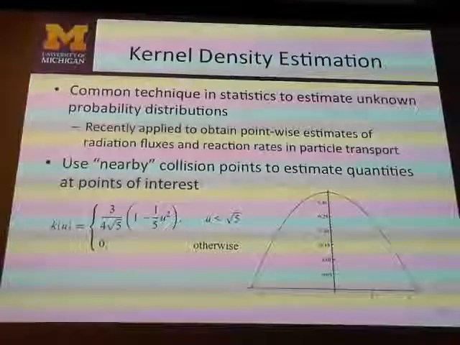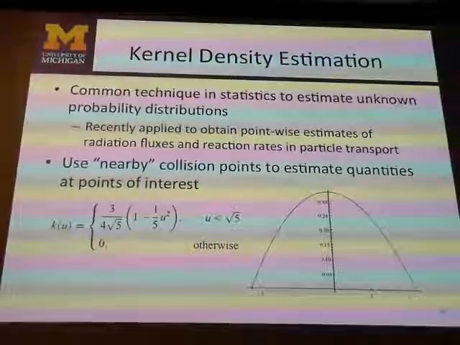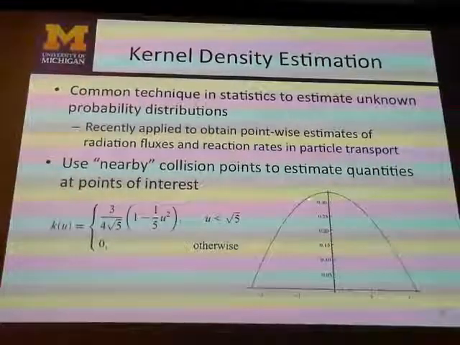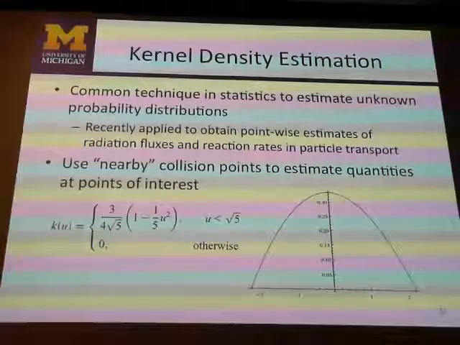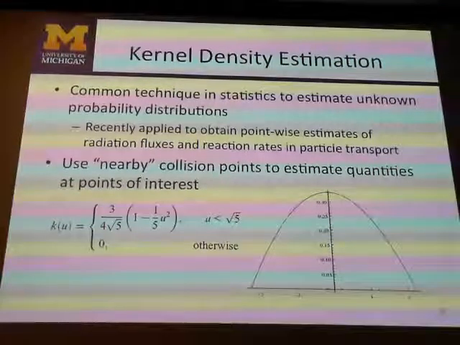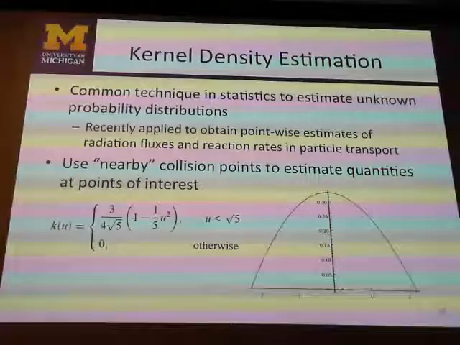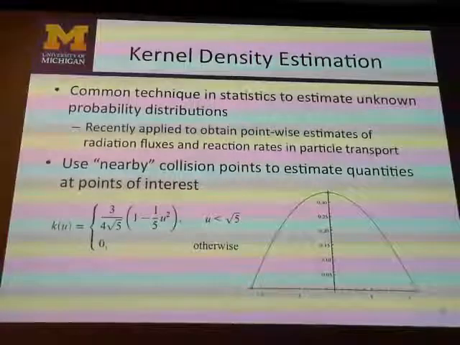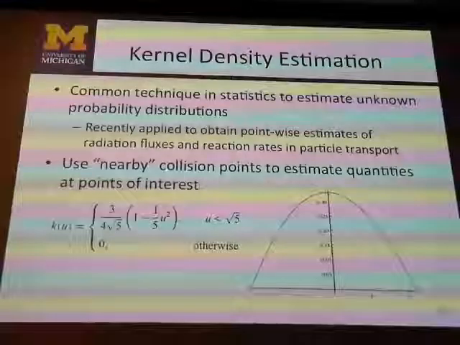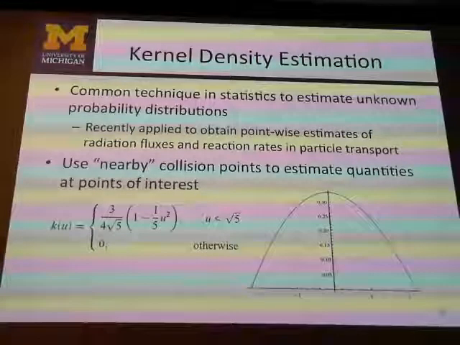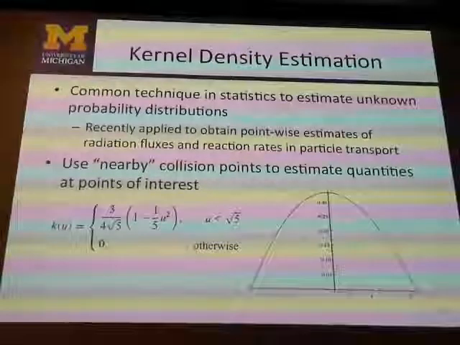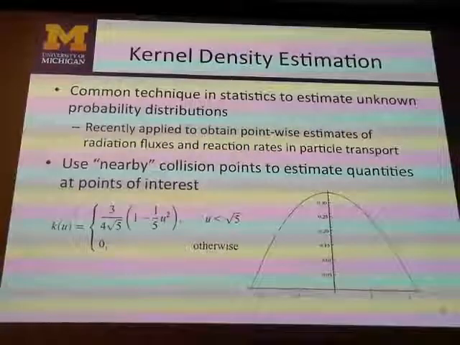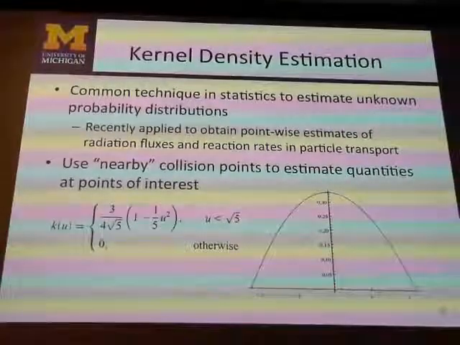Okay. So kernel density estimation, if you've taken a graduate level statistics course, you may have heard of it. It's a common technique used in probability and statistics to estimate unknown density functions. In the last 10 years or so, there's been applications by various research groups, a handful of them, to do this for particle transport. So the idea is you use nearby events with some kernel function here, which is usually taken to be a parabola, because that's been proven to be the best one, and use nearby events to find a contribution at a center point here. All right?